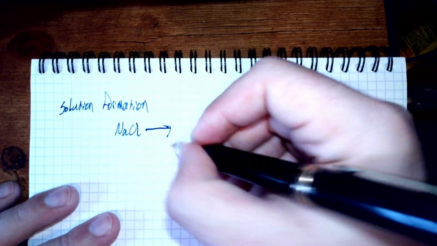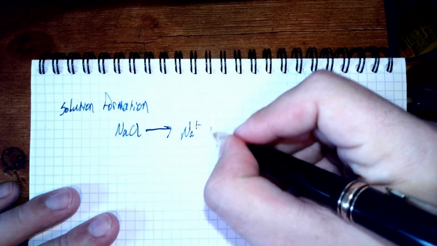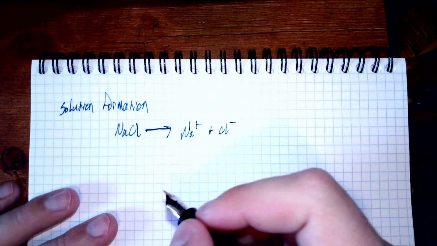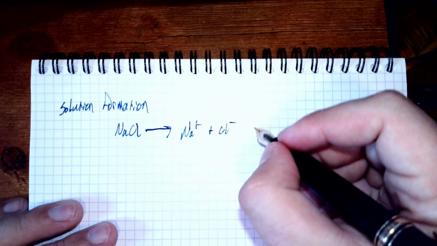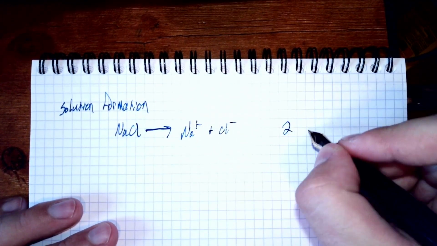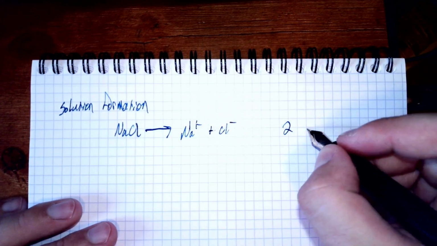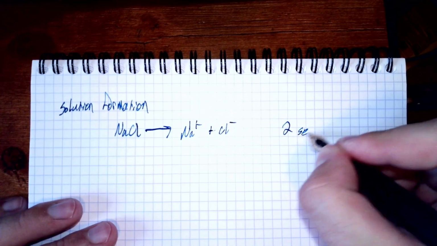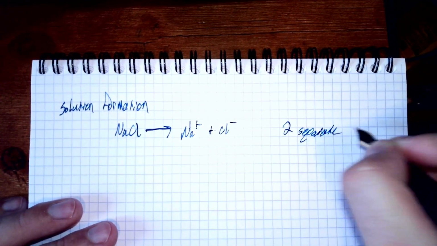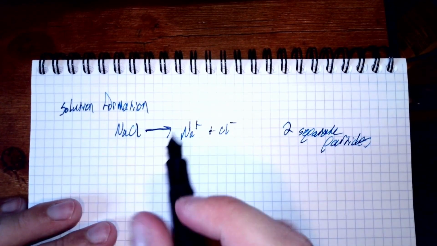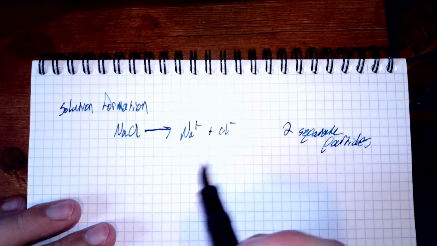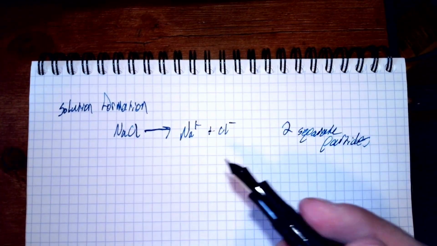If we put NaCl in water, it breaks apart into Na plus and Cl minus. Now, a couple things that I'll point out with this. First of all, we get two separate particles from this dissolution. The other thing is we have these charged species that are now floating around in this solution.